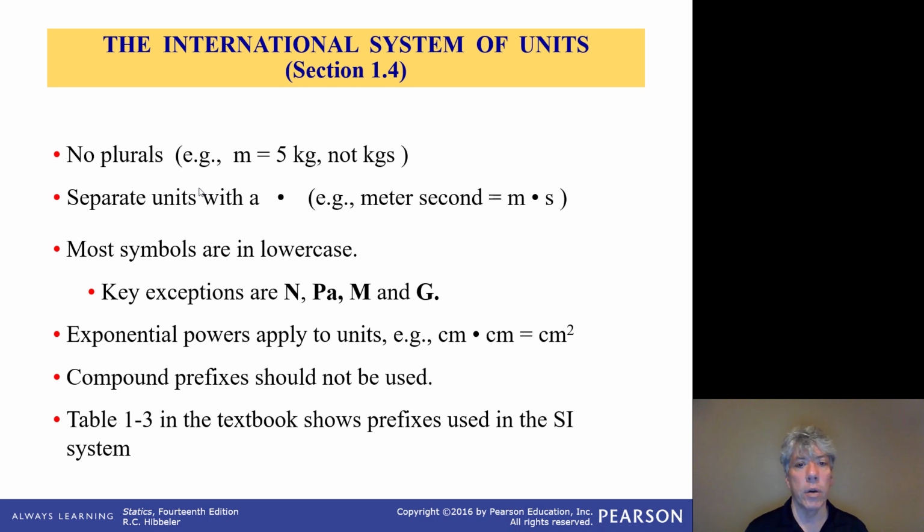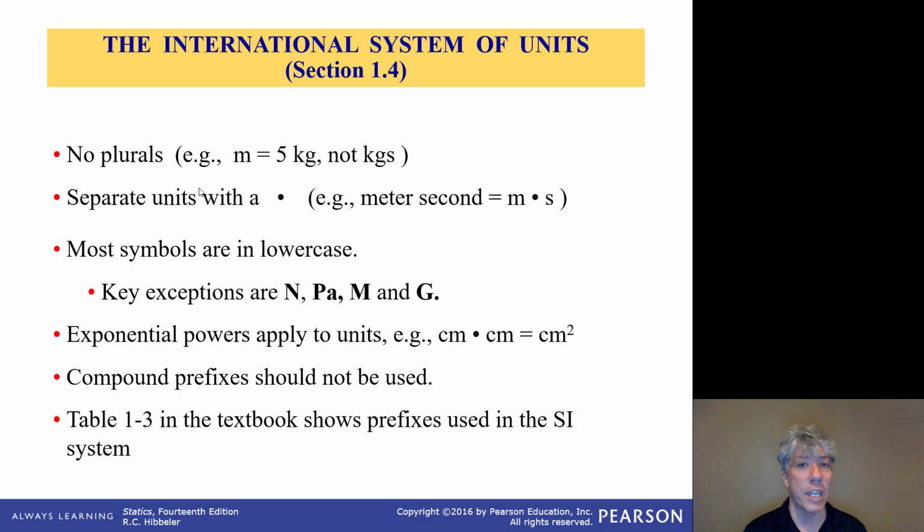Most symbols are in lowercase. There are exceptions. Newtons, pascals, which is a unit of pressure, begins with P. Mega and giga are certainly things that are not lowercase. You'll kind of see this as we go through example problems and see how to use it. It's a lot like learning a language, and there's always exceptions in every language.